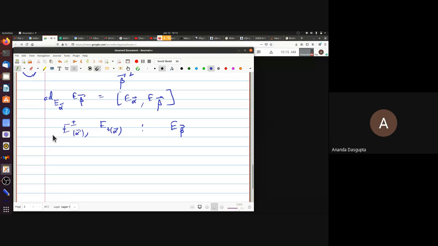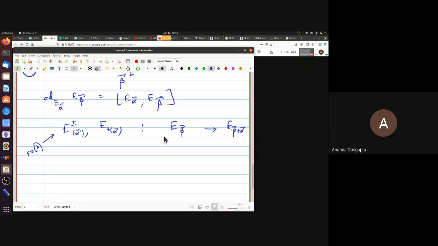You know this is SU2. These three together form an SU2 algebra. You know that E beta can give rise to one more state, right? From here, you can go to E beta plus alpha. And you also know that you cannot go any further beyond that. So what does this tell you? This tells you that these two states together must form an invariant subspace.